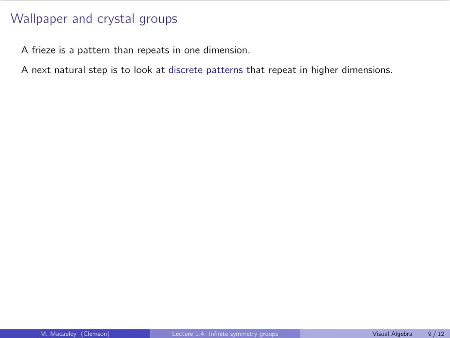Moving on, a frieze is a pattern that repeats in one dimension. So a next natural step is to look at discrete patterns that repeat in higher dimensions. And by discrete, I just mean they have minimal translational symmetry, like a frieze.